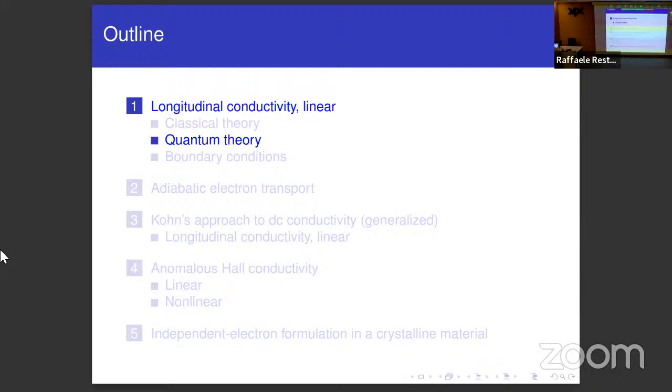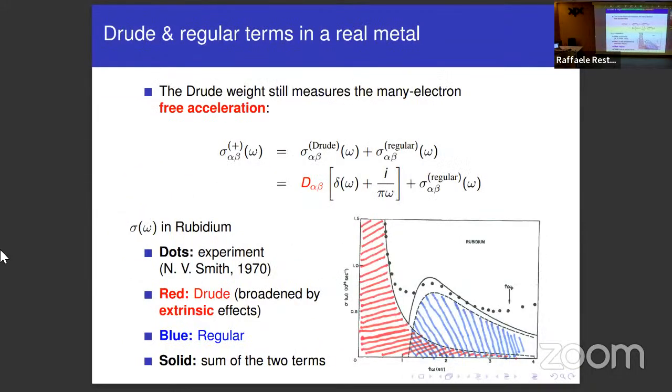Now, in the quantum case, in a real metal, there is, as I said already, still a free acceleration, but this is not all. Sigma of omega, if you have a flat potential, the system only responds at omega equals zero. If you probe the free electron gas with a field which oscillates at a finite frequency omega, there is no response.